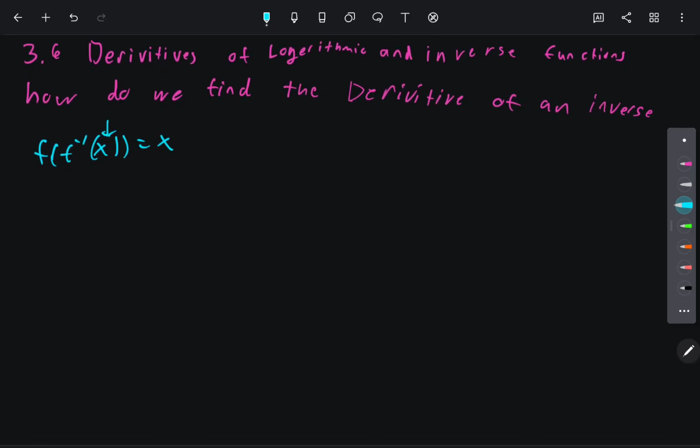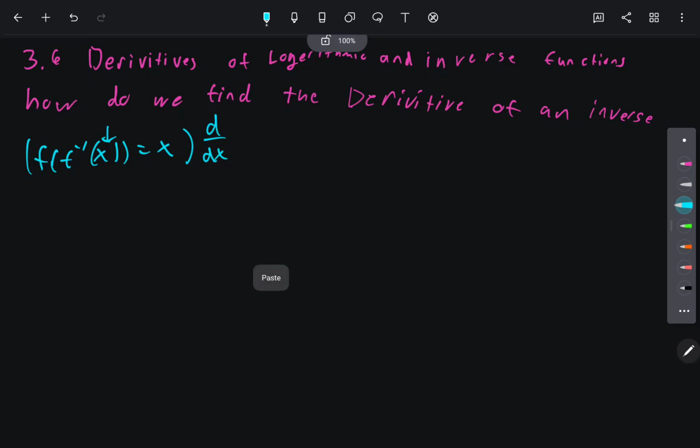So what we start out by doing is we're going to take the derivative with respect to x of both sides of our original function, f of f inverse of x, and this is something that we're going to be doing a lot in this video and the next video. So we're going to get, using the chain rule, the derivative of f with respect to f inverse of x, times the derivative of f inverse with respect to x. That's just the chain rule. And the derivative of x is just 1.